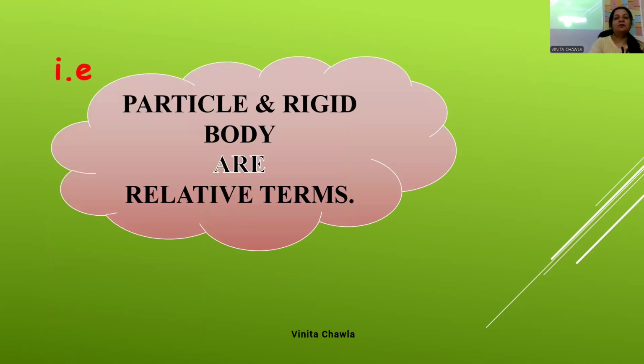So particle and rigid body are relative terms. Okay. The same boy, if the boy is standing with his mother, then relative distance is less. In that case, we will consider the boy as a body. But if this boy is looking at the sky, at the aeroplane, then we'll consider the boy as particle, because relative distance is large. So these are relative terms. It depends upon the condition. Okay.